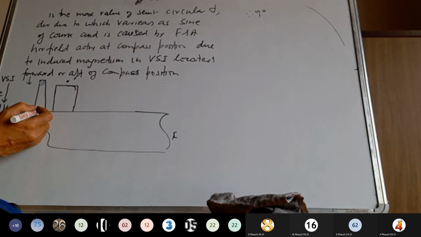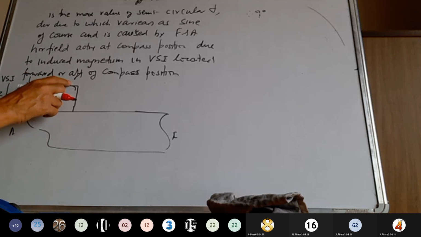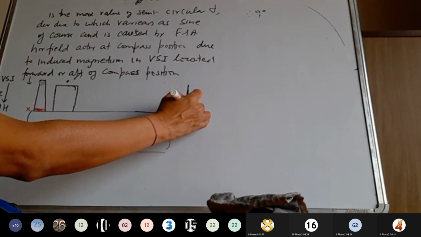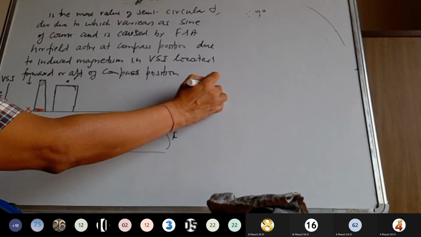Because this one is far away from the compass position and this is closer, let us ignore this, as you know that the field is approximately inversely proportional to the cube of the distance. So then what will happen? Aft of the compass position, we have a blue pole. And the compass we always treat as red. Let us show the same thing on the plan view.